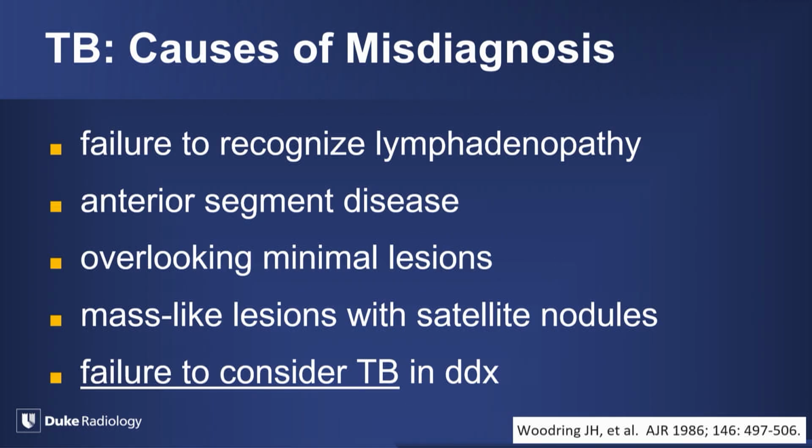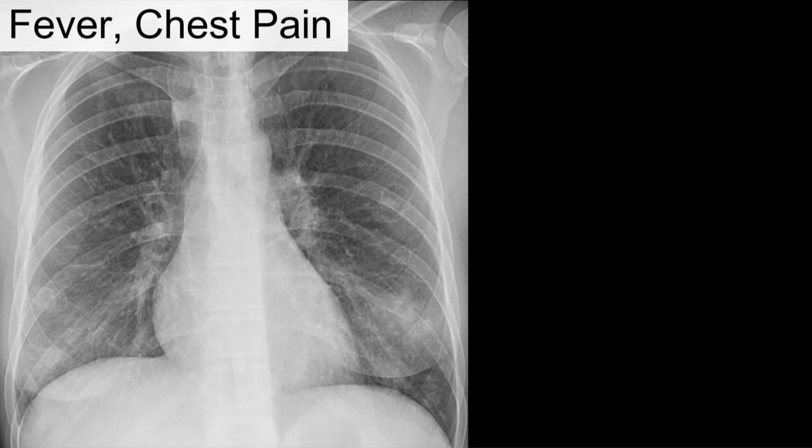Failure to recognize lymphadenopathy as a clue to an alternate diagnosis like TB. Anterior segment disease. I mean, we always learn that you don't see TB in the anterior segment. That's not true. Anterior segment disease occurs not uncommonly, but often in the setting of more widespread disease. But it doesn't exclude TB if the imaging findings are suggestive. Overlooking minimal lesions on radiographs or CTs, mass-like lesions with satellite nodules, but most importantly, just the failure to think about TB in an appropriate clinical setting. So just think TB in some of these circumstances.